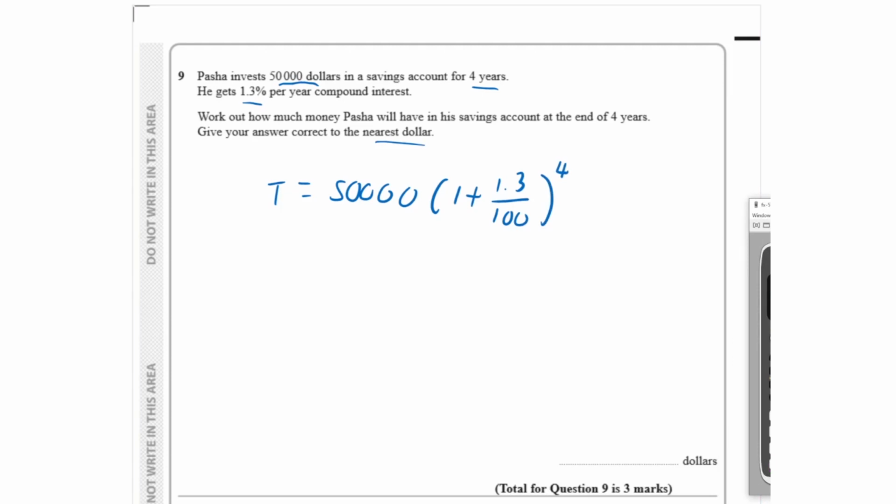50,000 multiplied by 1 plus 1.3 divided by 100, to the power of 4. We get 52651.14.